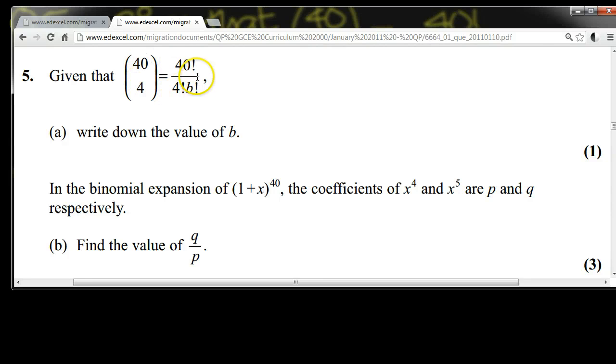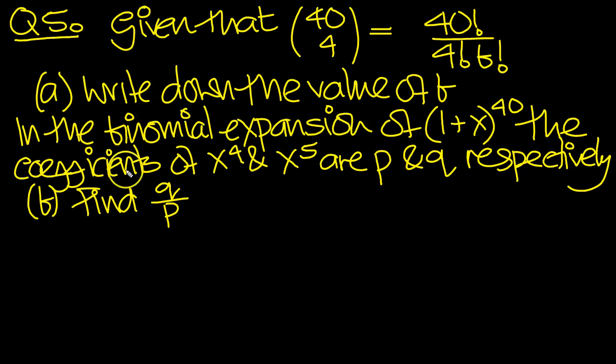Given that 40C40 equals 40 factorial over 4 factorial times b factorial, write down the value of b. In the binomial expansion of (1 + x)^40, the coefficients of x^4 and x^5 are p and q respectively. Find the value of q over p. So let's have a look at this question then.